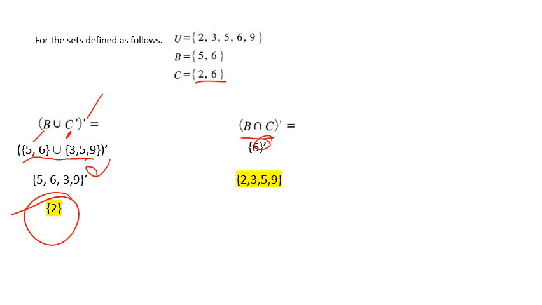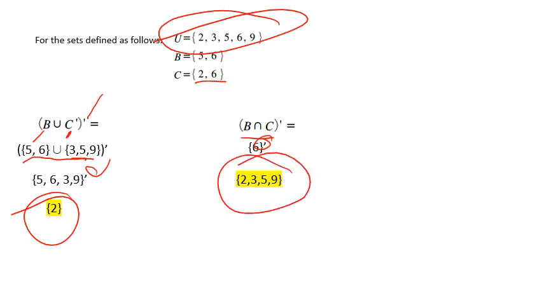Well, if I look in the universal set, when you're looking for the complement, you're looking at the universal set. What is not there? The 2's missing, the 3's missing, the 5's missing, and the 9 is missing. So there's the value of that expression.